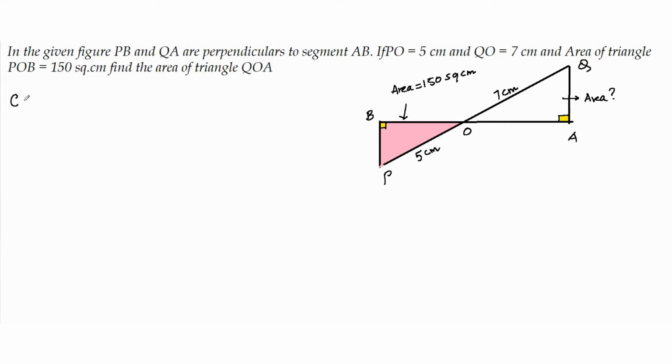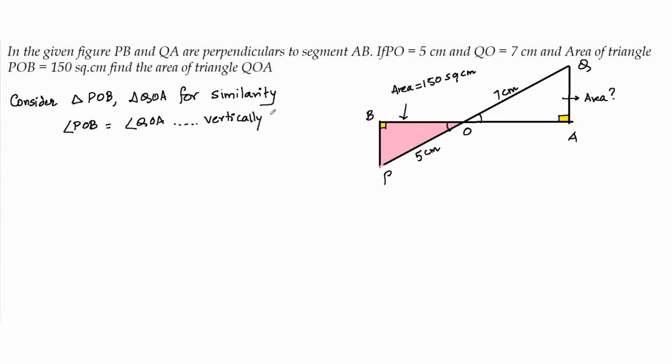So I will say let's consider triangle POB and triangle QOA for similarity, right? And now let us see what all is equal. We know that angle POB is equal to angle QOA. So these two angles are equal because these are the vertically opposite angles. So the justification is vertically opposite angles.